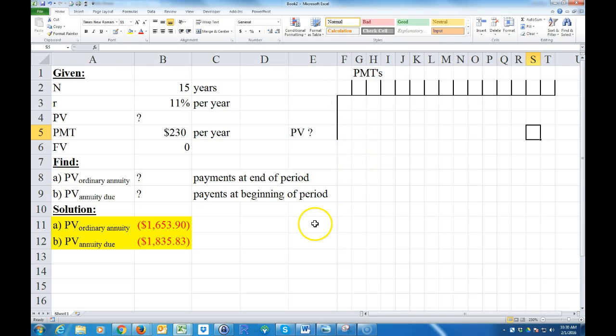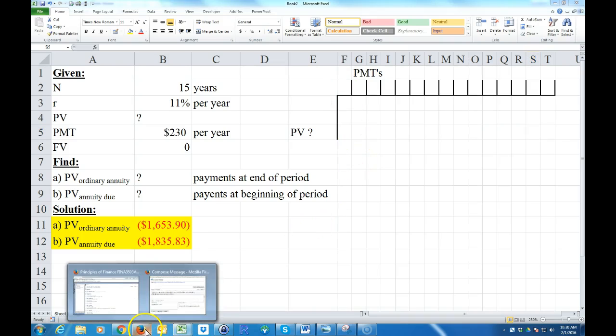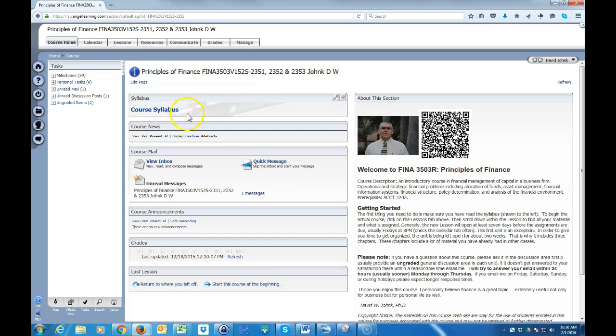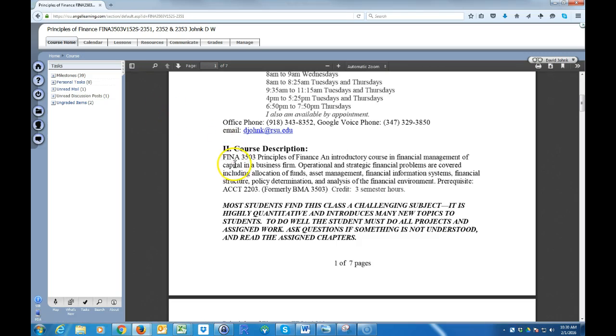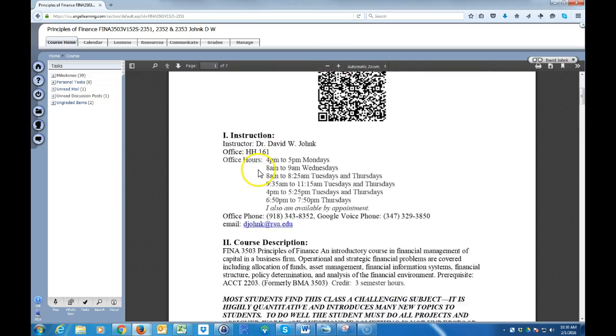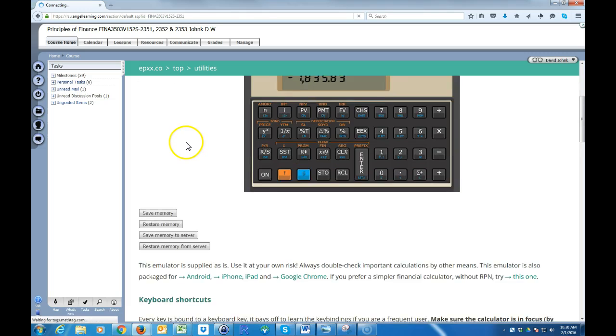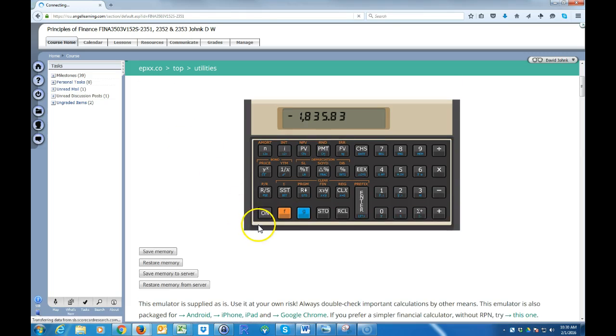Okay. Now, to do it on the calculator, I'm going to go to our home tab, go to my syllabus. In this class, we use the HP12C. This is downloadable. You can download it on your smartphone or look up the emulator online. Now, the first thing you want to do is clear everything. So I'm going to hit second, clear finance, and clear X. So second, finance, clear X. You always want to do that when you start. And then we're going to address each one of these.